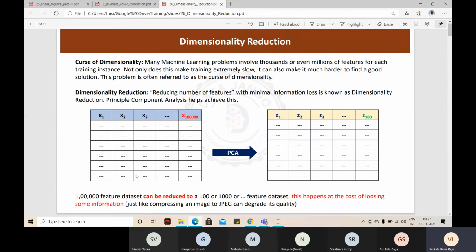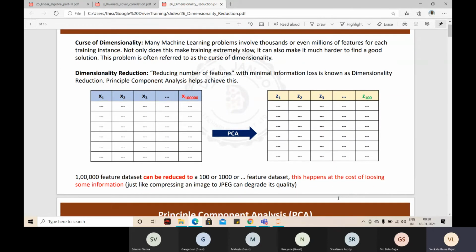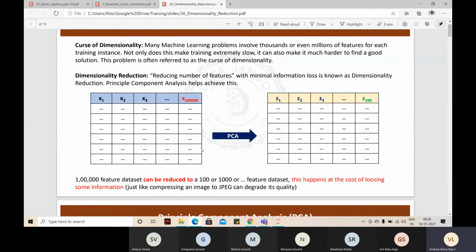So I have taken 100,000 features and they can be reduced to 100 or 1000. This happens at the cost of losing some information. Whatever technique you use, whether it is PCA or whatever algorithm, while reducing the dimensionality of the data, you will lose some information.